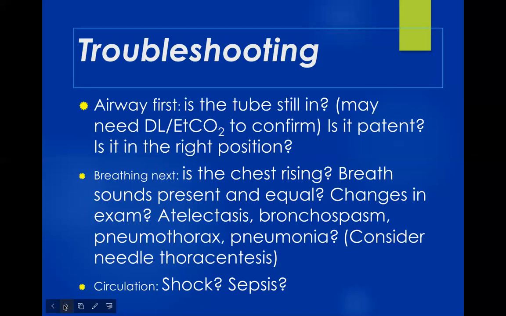So when it comes to troubleshooting, we go through our ABCs. Airway is always first, making sure that the tube is in, making sure that you have end tidal. Breathing is next. We want to look at, is the chest rising? Are breath sounds present and equal? Are there changes in the exam? And then circulation: shock or sepsis can sometimes present as having issues with ventilation.